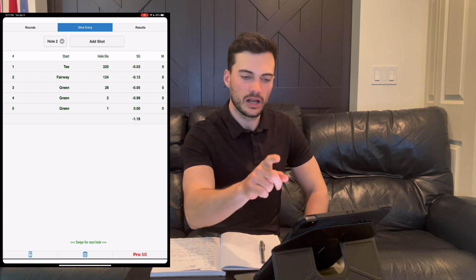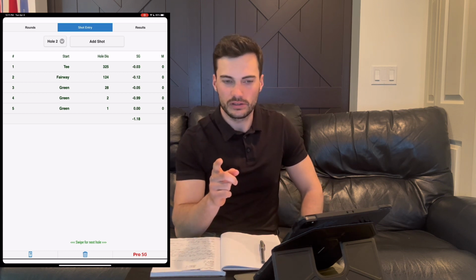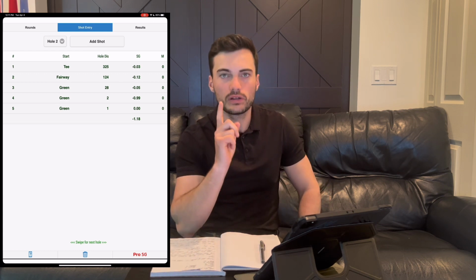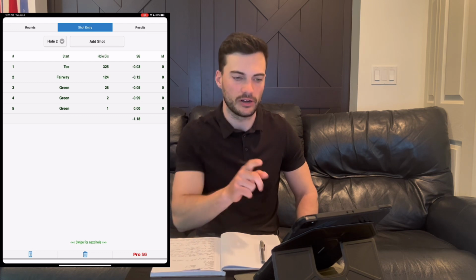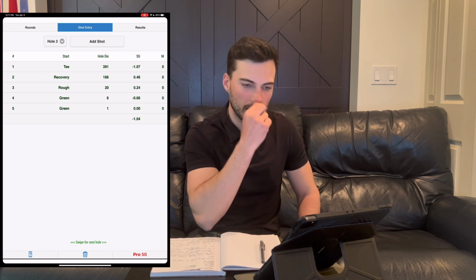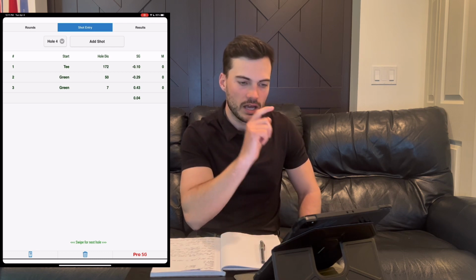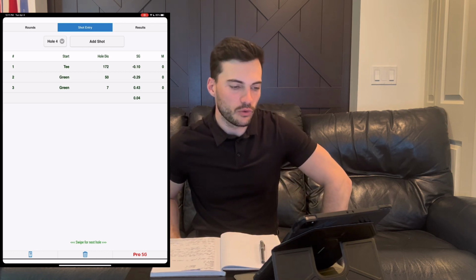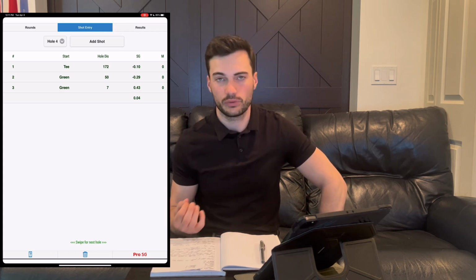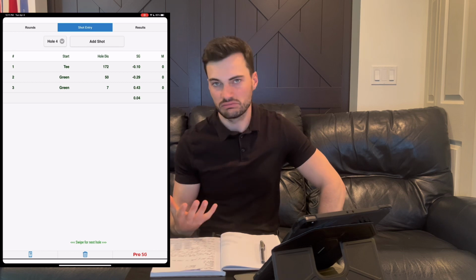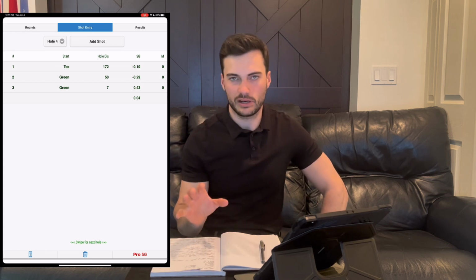But we're gonna look here. I missed a 2-footer. I lost a full shot there. A full shot. Very difficult to get back from. Let's see, let's go to the next one. So on the fourth hole, I made a 7-footer, right? So we gained 0.43 of a shot, right? Pretty solid. So that's kind of the breakdown of strokes gained, okay?